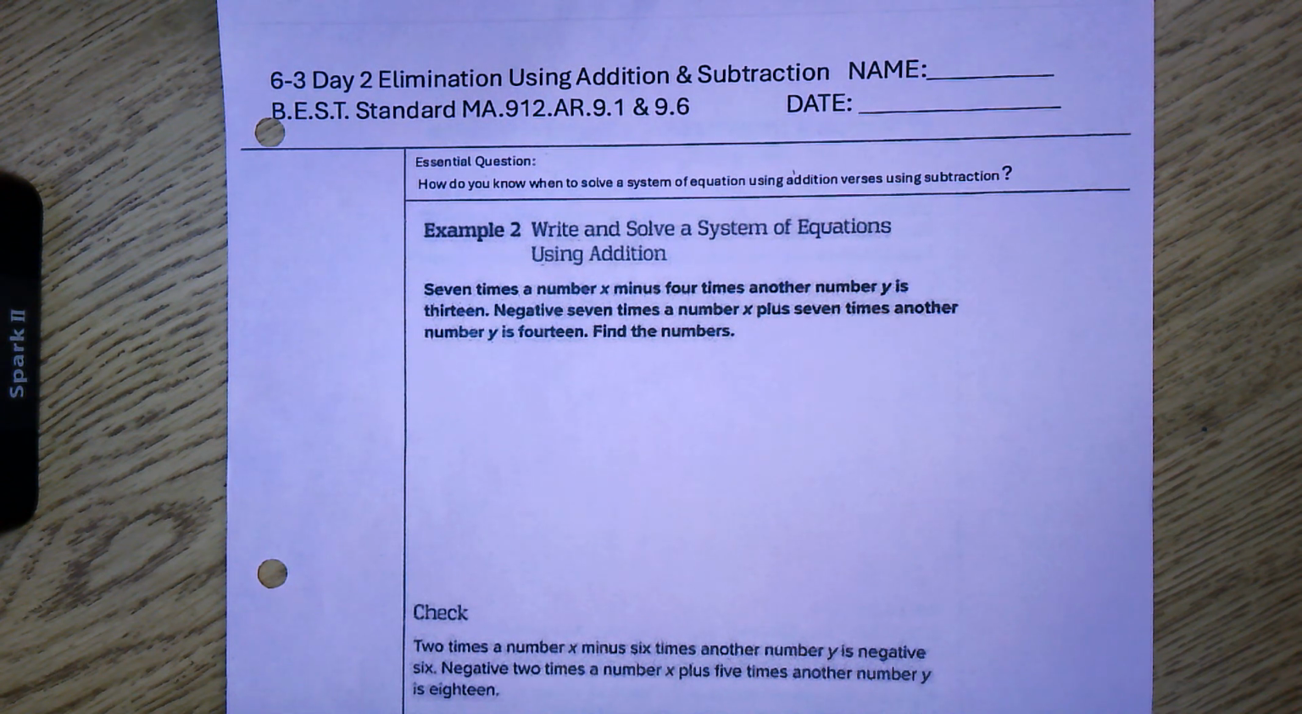Alright, 6-3 day 2, eliminating using addition and subtraction. So today we're going to do word problems, real word applications. Remember, word problems is how you'll see systems a lot on your EOC. So let's practice our word problems. Now, we are going to write and solve systems using addition.